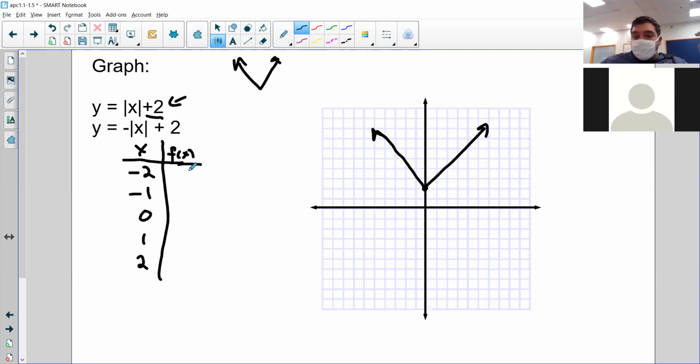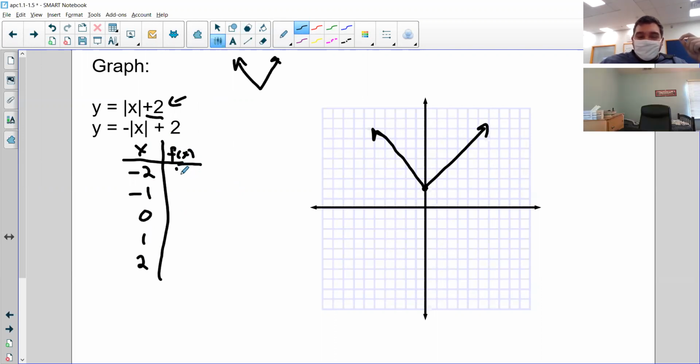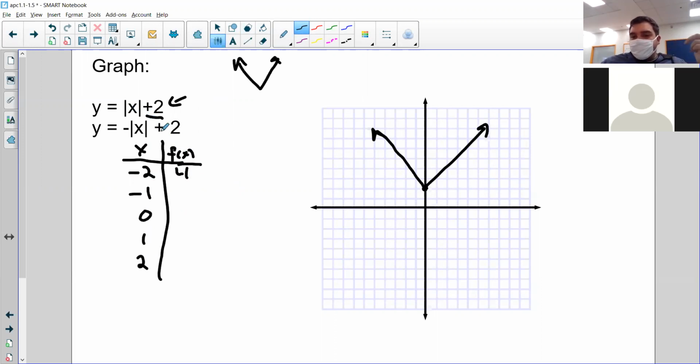Then your Y values. Mr. Tobal, I think that's telling us something. That's telling us to start. Thanks for teaching us that, Mr. Tobal. So 4, because -2, absolute value would be +2. 2 plus 2 is 4. Then 3, 2, 3, 4. So we add up like that.